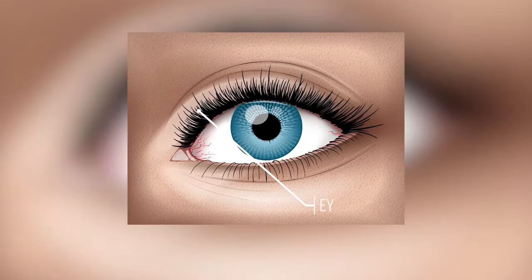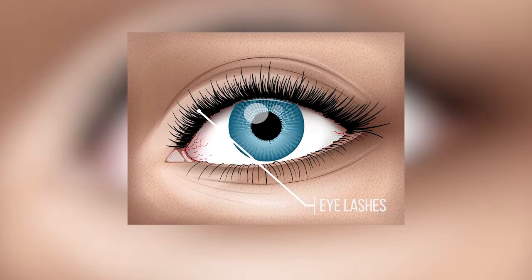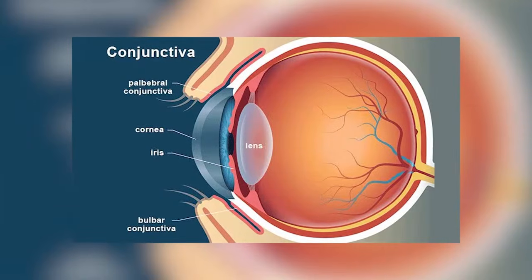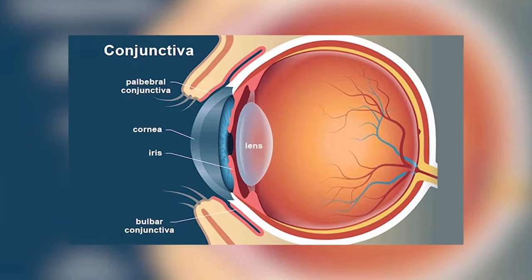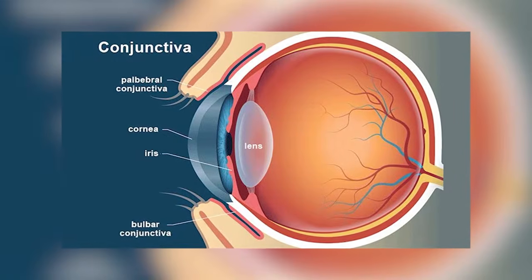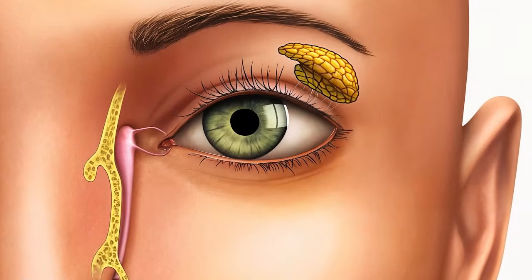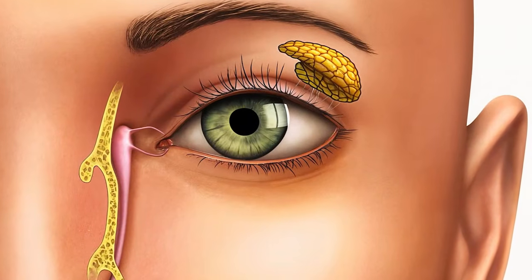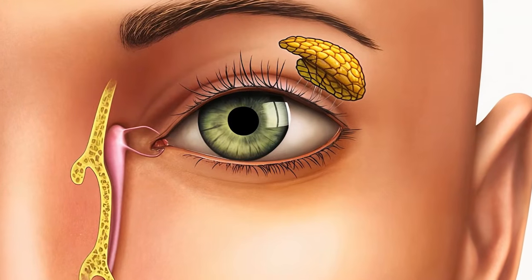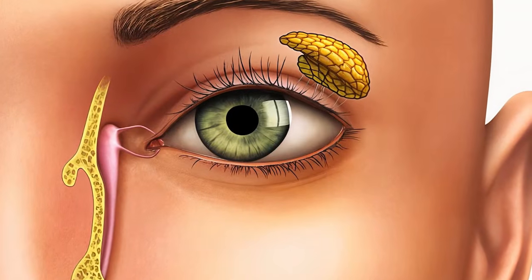Eyelashes act as a first line of defense, trapping dust and small particles before they can reach the eye's delicate surface. The conjunctiva, a thin and transparent membrane that covers the sclera and lines the inside of the eyelids, plays a vital role in lubrication and infection prevention. In tandem with these, the lacrimal apparatus produces the tears that not only moisten the eye, but also help remove any irritants, ensuring the cornea remains clear and receptive to incoming light.